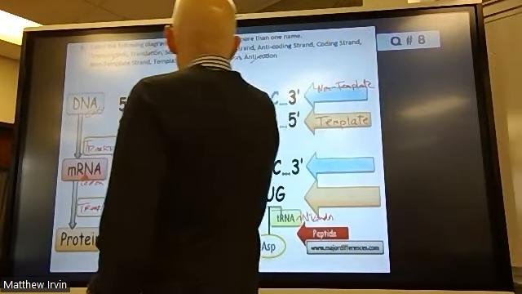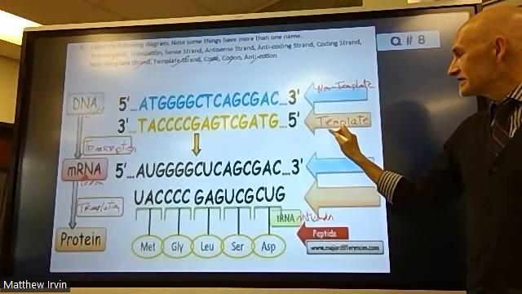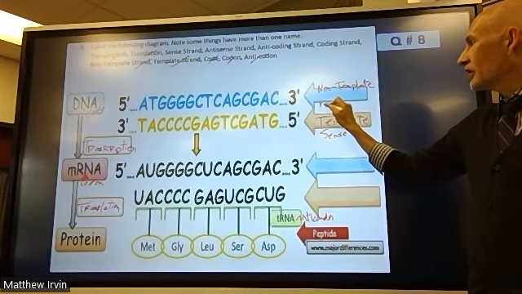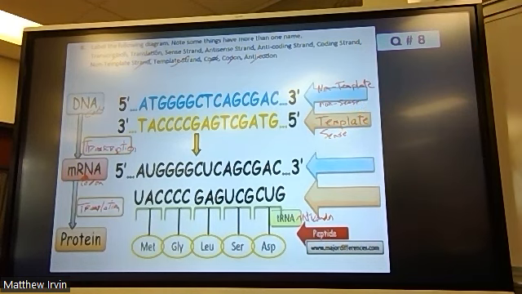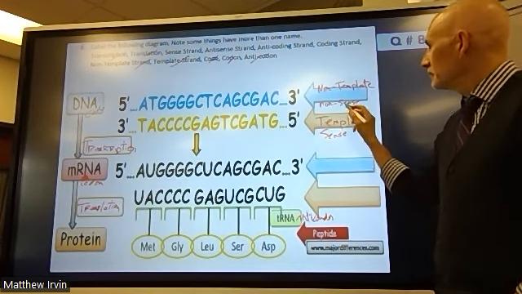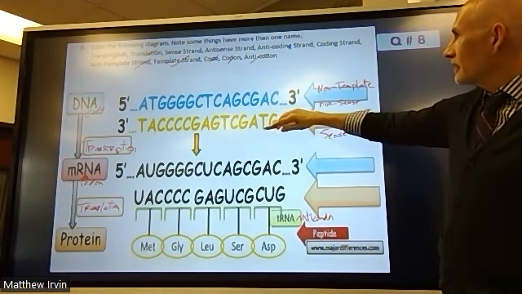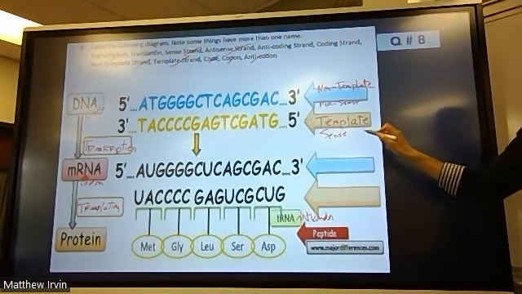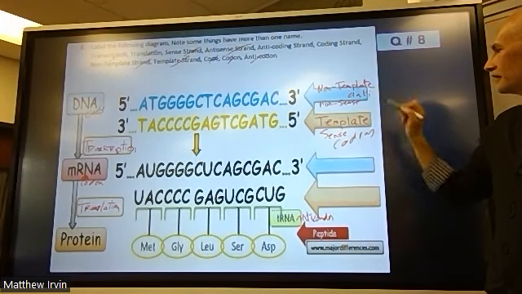That means this is what's going to be known as the sense strand, probably not that important to know, and this is the nonsense strand. This is what's called the code. Actually, let me cross these out, I'll confuse myself. So this is called the coding strand, and then this is the anti-coding strand.